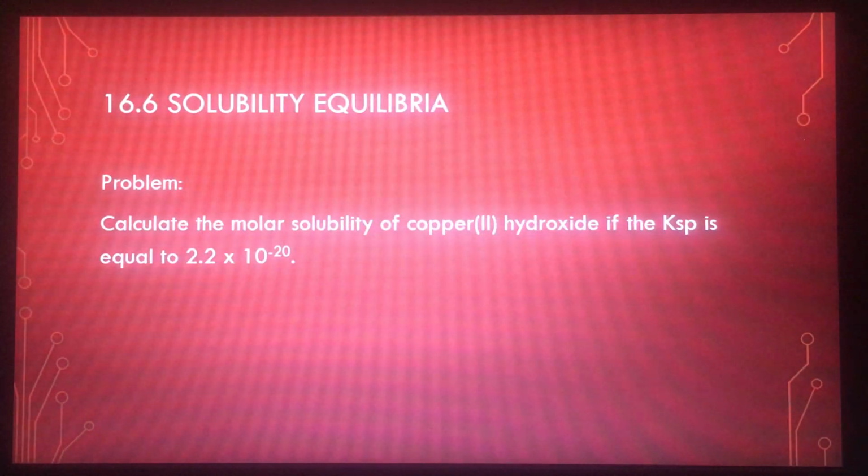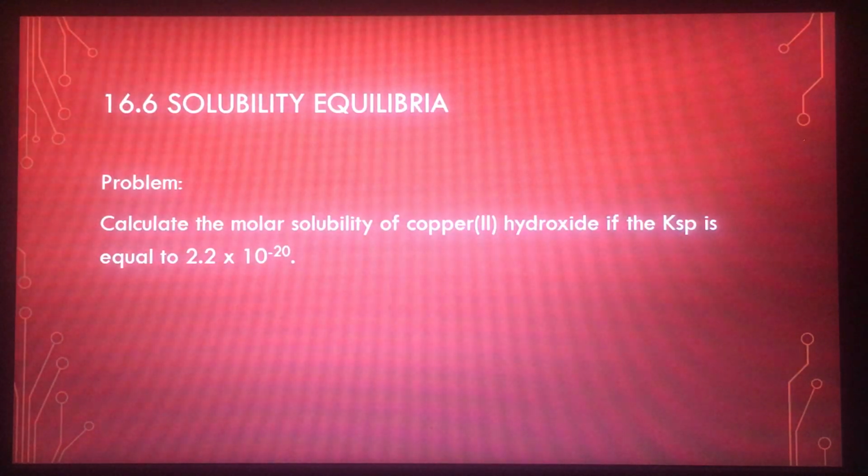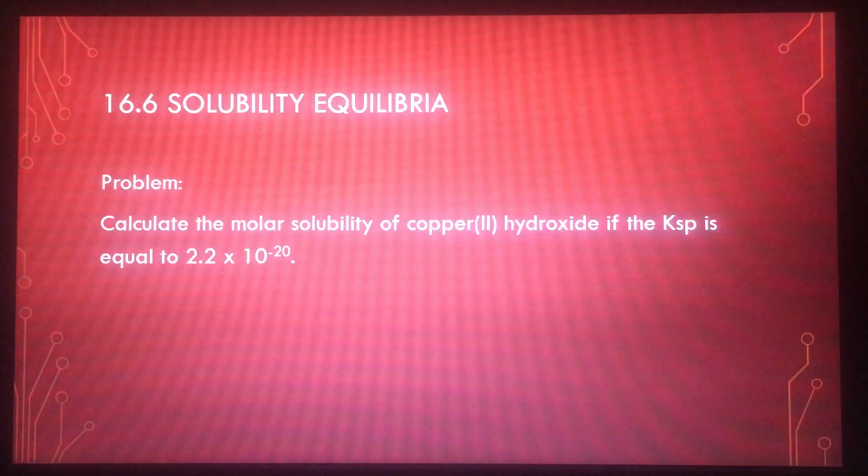Okay, another problem. This time you are given the KSP and you are required to calculate the molar solubility of copper 2 or cuprous hydroxide. Cupric, I mean.